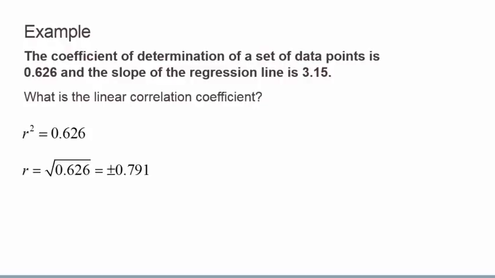I look at my original problem and I'm told the slope of this line is 3.15. Since the slope is positive, r equals 0.791.